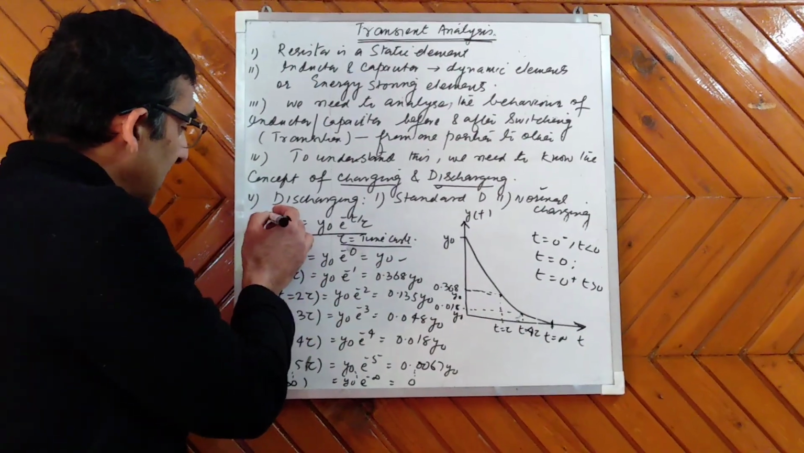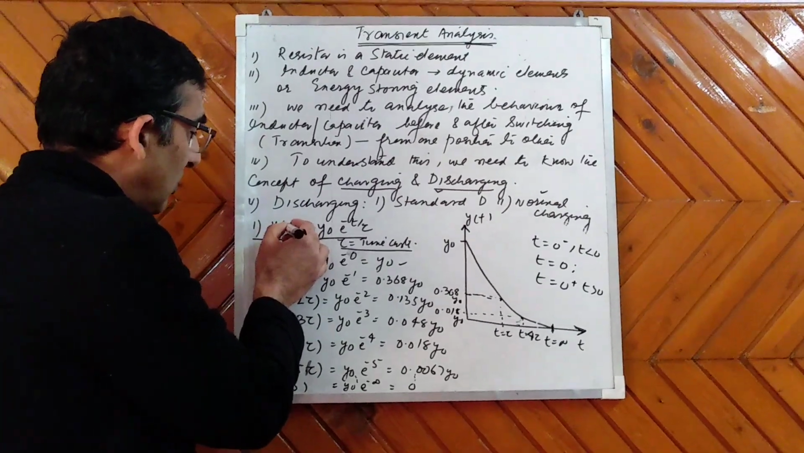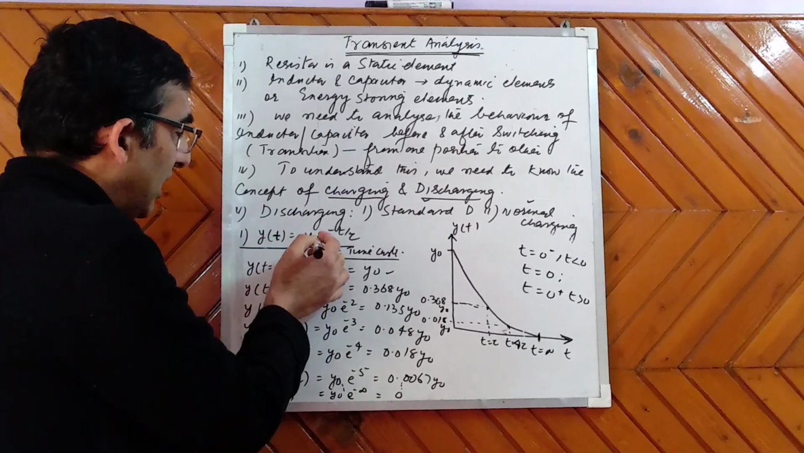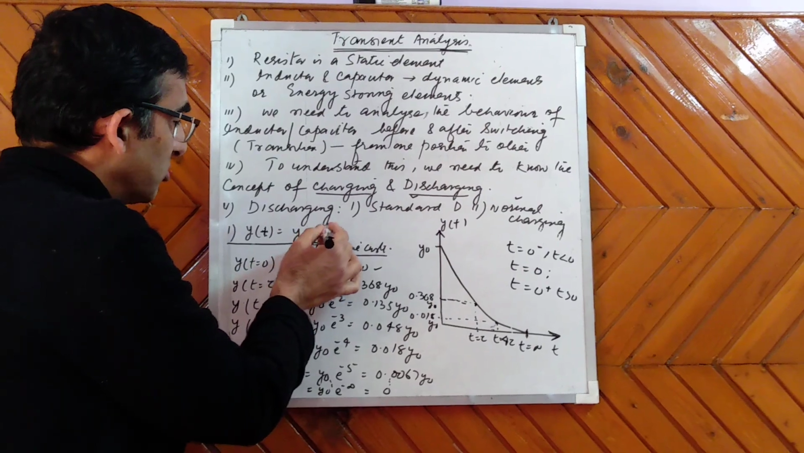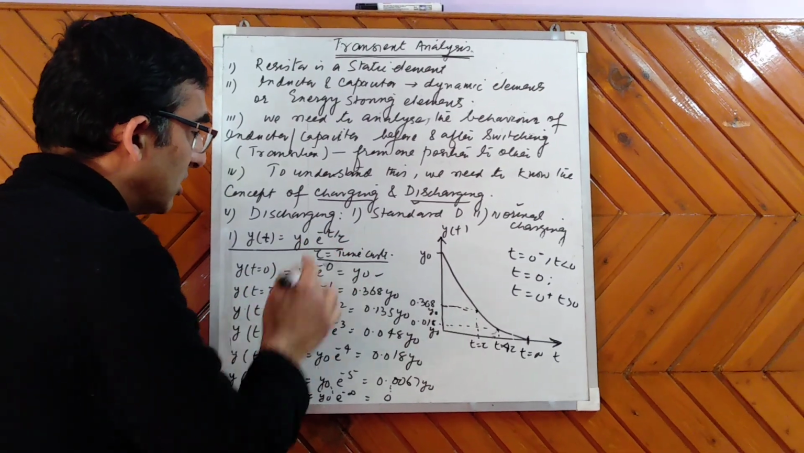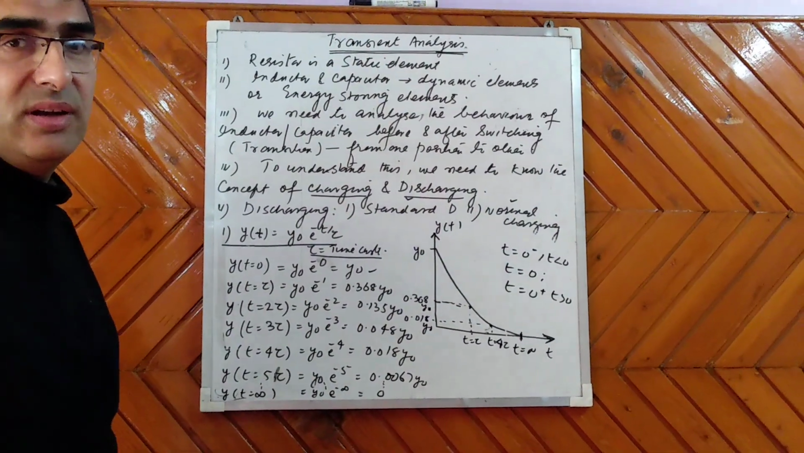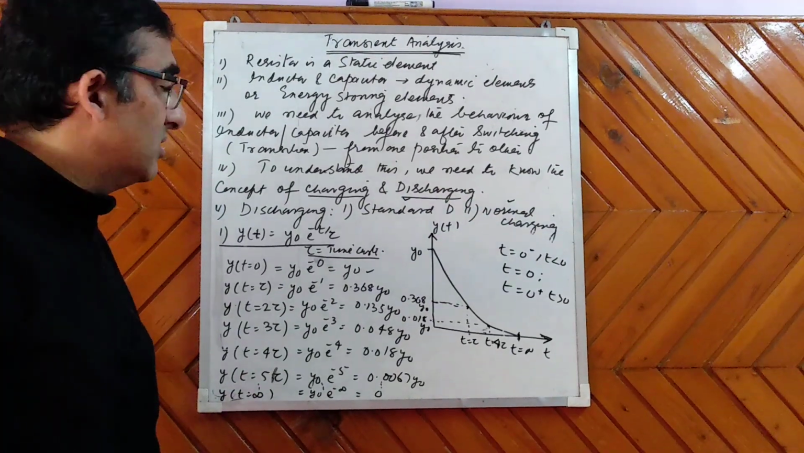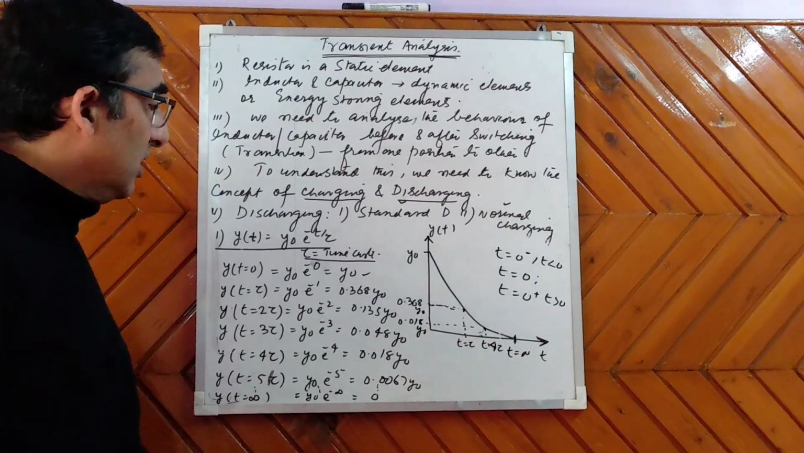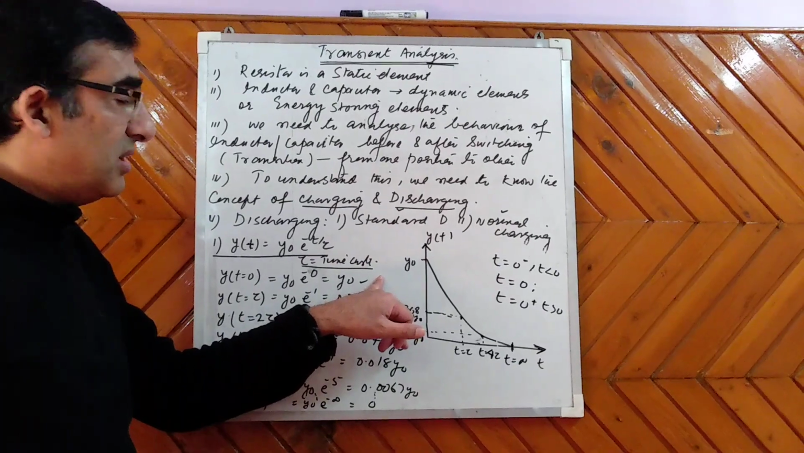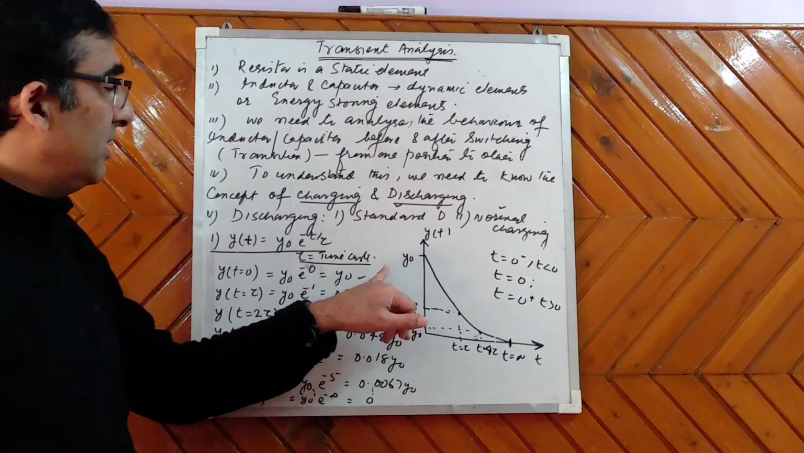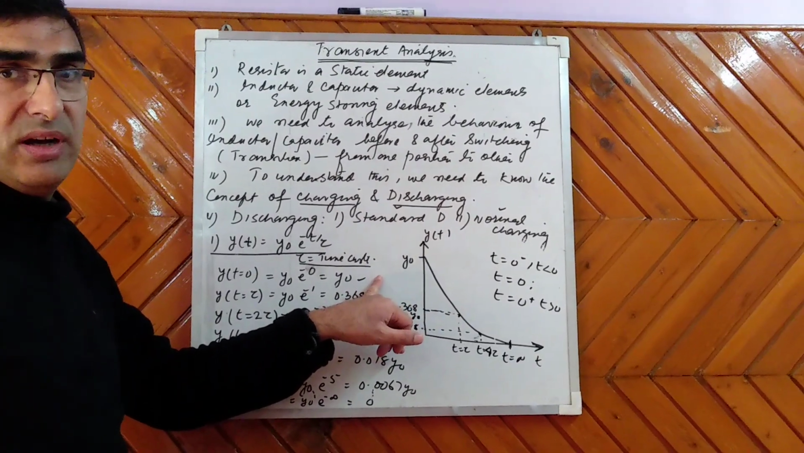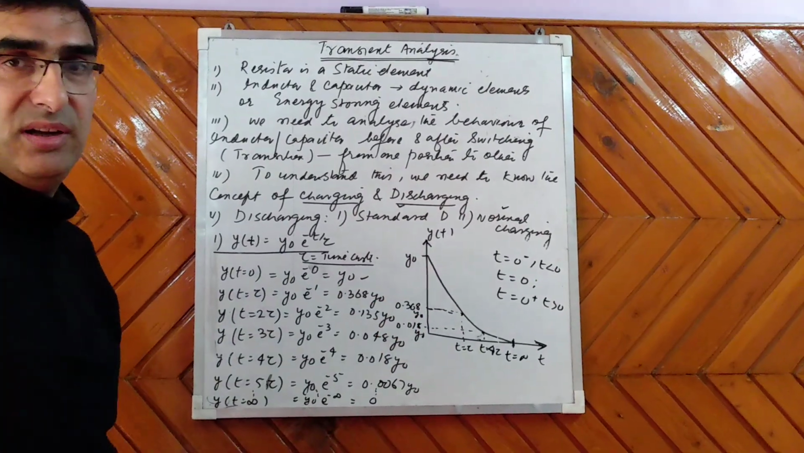Now let's say I have taken a general discharging equation, y of t, which is a dependent variable, equal to y naught, the initial value, times e raised to the power minus t by tau. Tau is a time constant. It can be a time constant for any network, whether that network is an RC network or an RL network. And please make sure that we are first dealing with the first order networks here. We are not dealing with the second order networks. This is for the first order networks we are dealing.